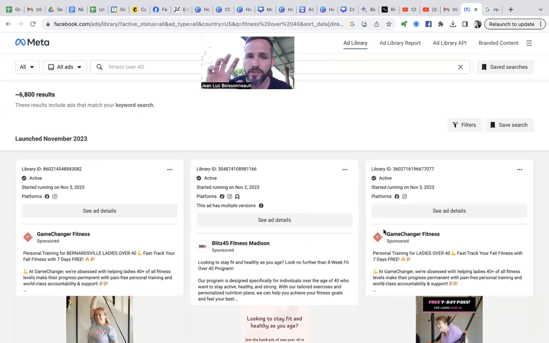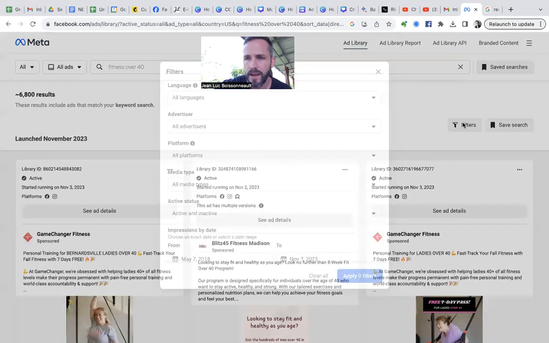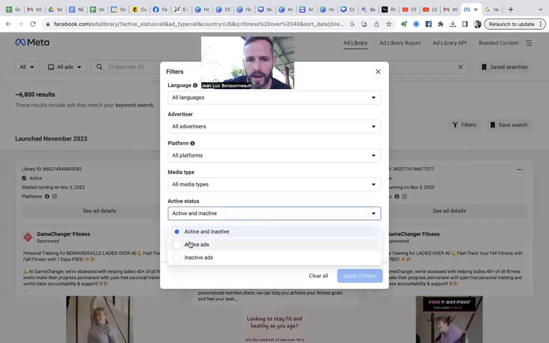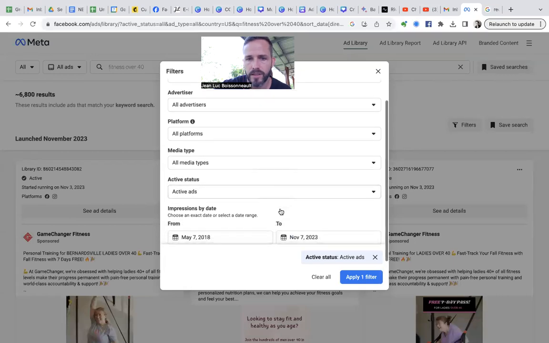But first, these are just ads that are showing right now that are active. And that means that some of these ads may not be working, and somebody's maybe still in testing phase and it's been weeks of doing this and it's still not working. So we don't want to copy an ad that doesn't work. So what we want to do is go to this filter button over here and you filter and you want to go active ads. Okay, that means it's currently active.